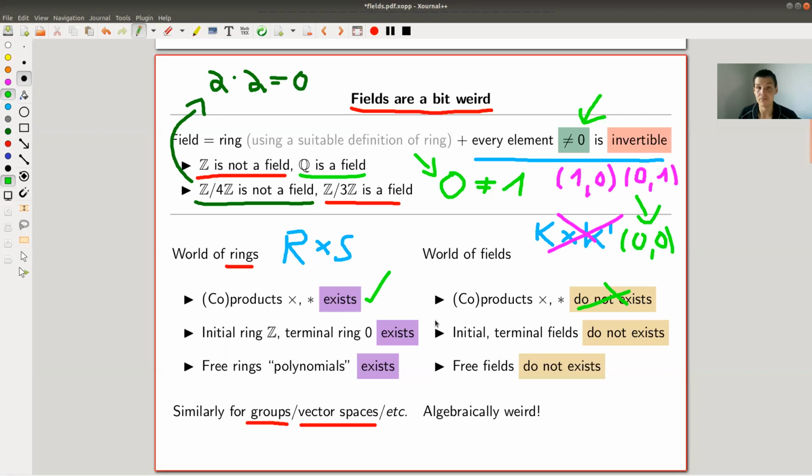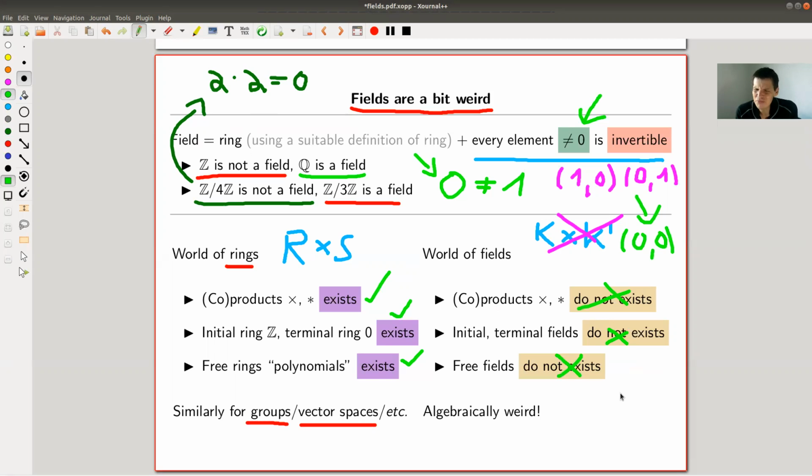Similar things: you can always map from Z into any ring, it's the so-called initial ring or initial object, and you can always map to the zero ring. So initial and terminal objects exist here, with no analog for fields. You have some notion of a free ring, which is polynomials. Polynomials are really, really important. There is no notion like a free field. I shouldn't make a check here. I should do this.